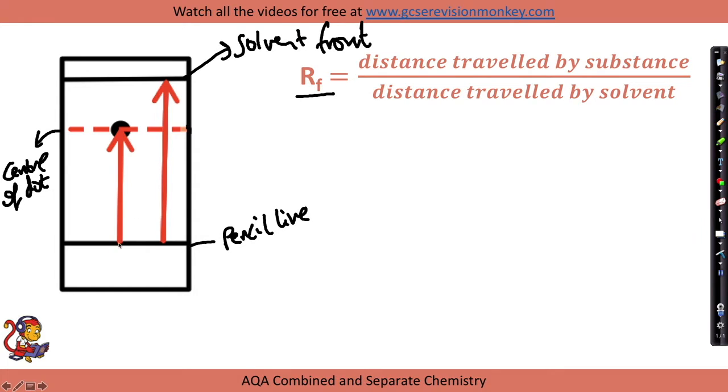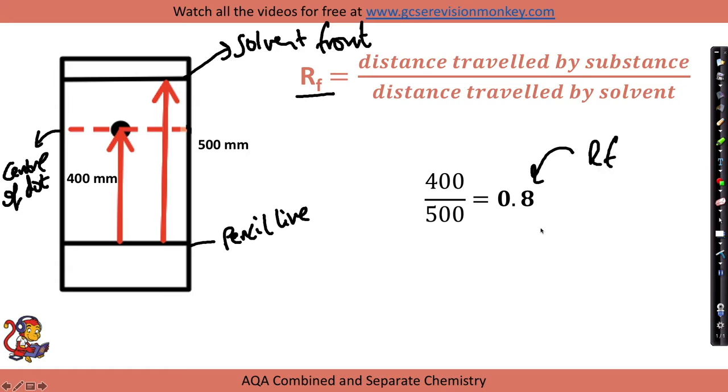So we need to measure the distance travelled by the substance, so this distance here, and then the distance travelled by the solvent. So let's say, for example, the distance travelled by the substance was 400 millimetres and the distance travelled by the solvent was 500 millimetres. Then we do 400 divided by 500 to get us an RF value of 0.8.